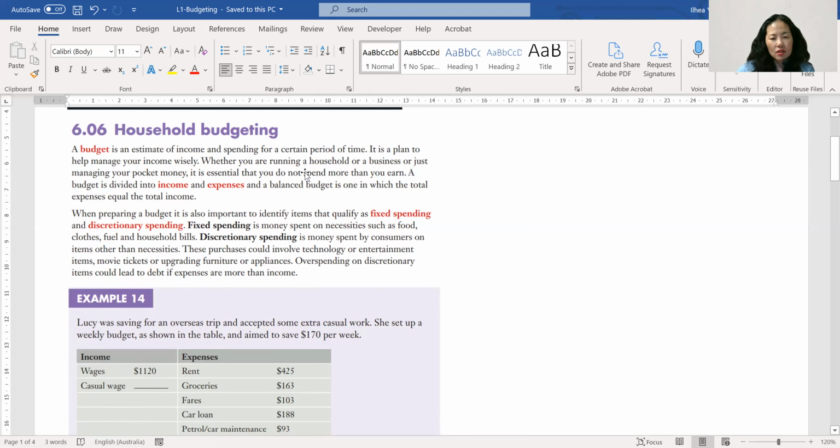Okay, so Lucy was saving for an overseas trip and accepted some extra casual work. She set up a weekly budget as shown in the table and aimed to save $170 per week. Well, that's not bad. Now, this is her sort of planner, if you like. It's her budget. So when you look at it, we've got income and we've got expenses. So part A, how much did Lucy earn from her casual job?